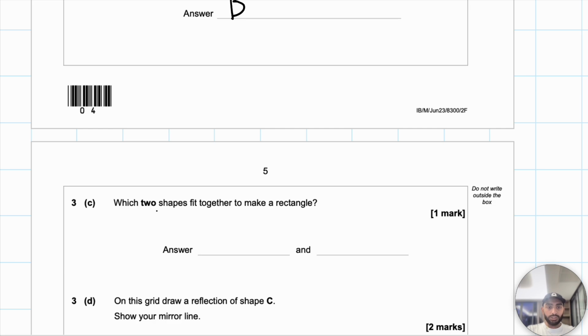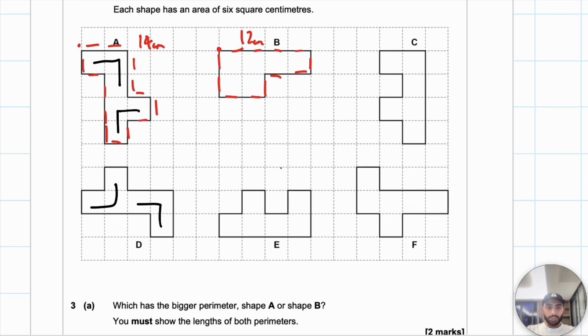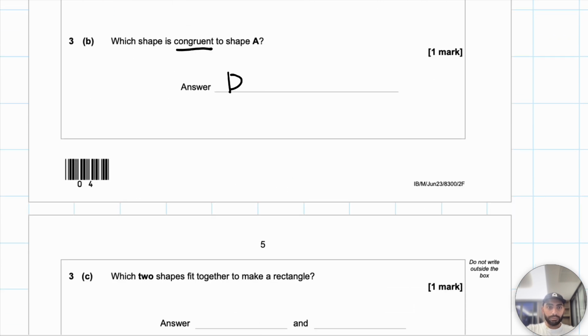Part C, which two shapes fit together to make a rectangle? So I'm going to look for ones which I could join together and it would make a rectangle. So I think C and E would work quite nicely, because if I drew this underneath, it would look something like this. I've got this upside down F shape, and it would fit in very nicely just there. That shape is the same as that shape, so it would be C and E.